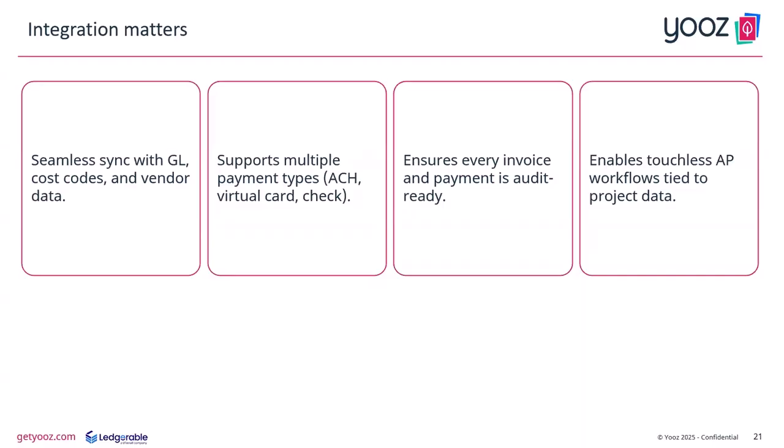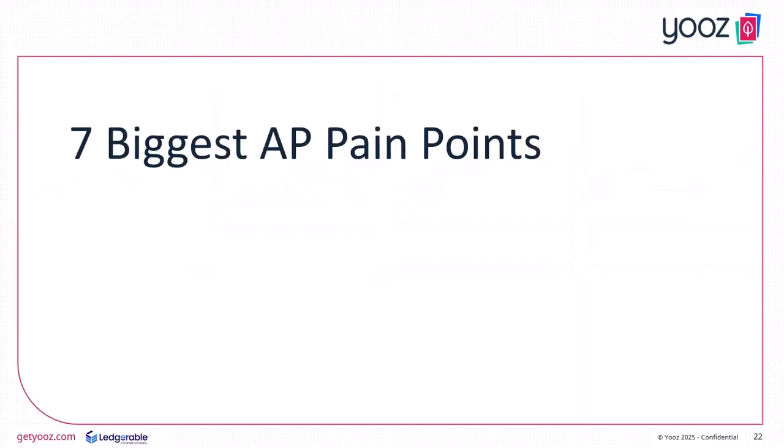So let's unpack now the 7 biggest pain points that slow down construction firms. And these are the issues that we really need to fix if we want faster cash flow and healthier projects.